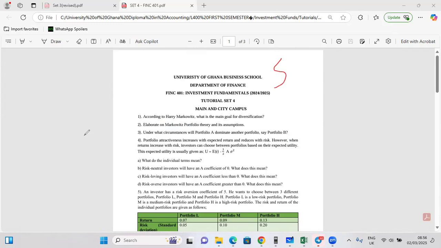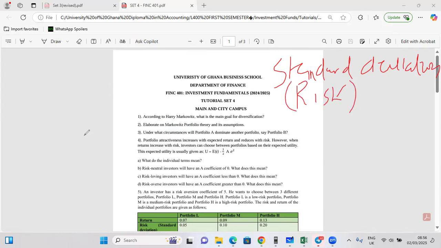So we know standard deviation under the Markowitz theory is risk. The risk of an asset or portfolio is measured by the standard deviation of its returns. This focuses on total risk rather than differentiating between systematic risk and unsystematic risk.